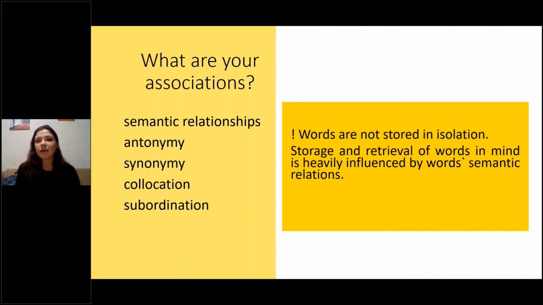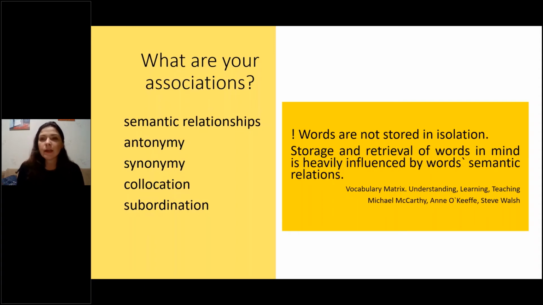Yeah, and here is a quote from one of my favorite methodological books, Vocabulary Matrix: Understanding, Learning, Teaching, from Cengage Learning, that words are not stored in isolation. Storage and retrieval of words in mind is heavily influenced by word semantic relations. That's why we can't imagine words in our mind just like separate words that stay on the shelves. This is a system, yeah?